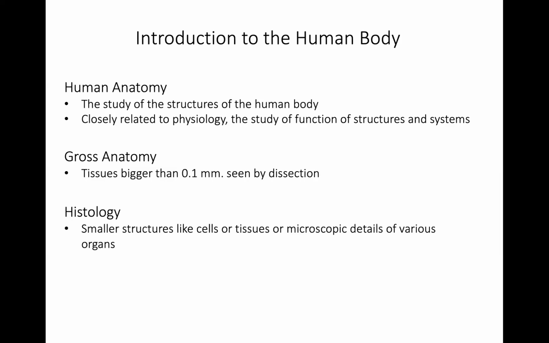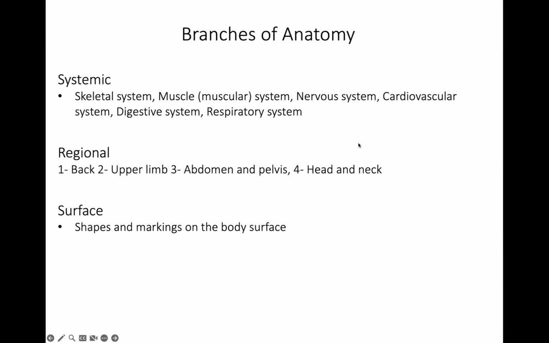So there's certainly several ways that we can look at anatomy. We can look at anatomy from a gross standpoint. So that's looking at anatomy and those anatomical structures in a view that's going to be bigger than 0.1 millimeters, as seen in dissection. We can look at smaller structures on the cellular and tissue level, and we can use microscopy to be able to look at those details. And this is histology.